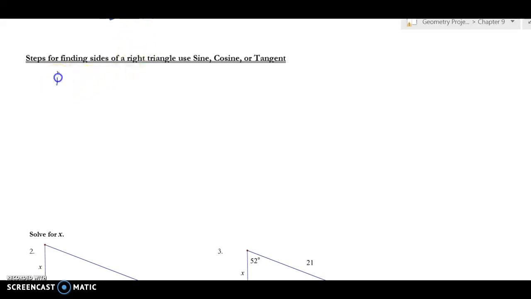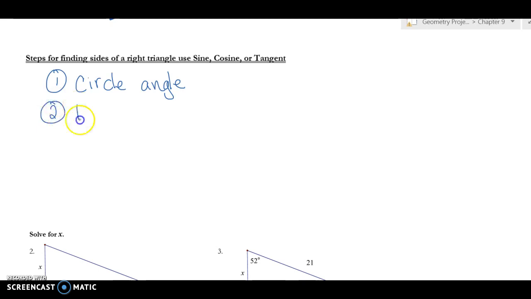So our steps, step 1 is to circle the angle. It's either the angle you're given with a degree in it, or it'll be the angle that you're looking for with an X, which we'll get to later. But you need to circle the angle, and it's never a 90-degree angle. It has to be acute.